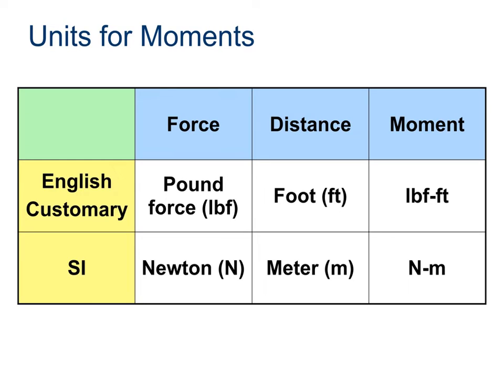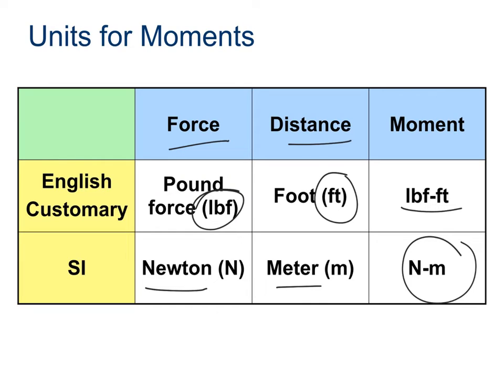When we are solving for moment, you are multiplying the force and the distance. So if you're talking about English customary units, you will be talking about pounds and feet, so it becomes a pound-foot. When you're talking about SI, it will be newtons and meters, so it becomes Newton meters. Those two units cannot just simplify to something else, they are that.